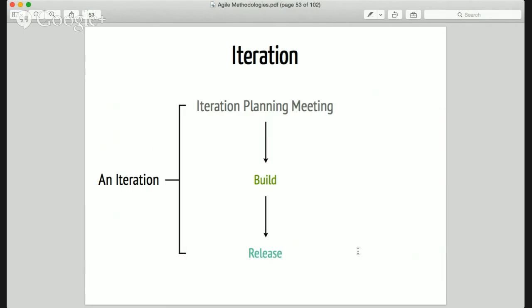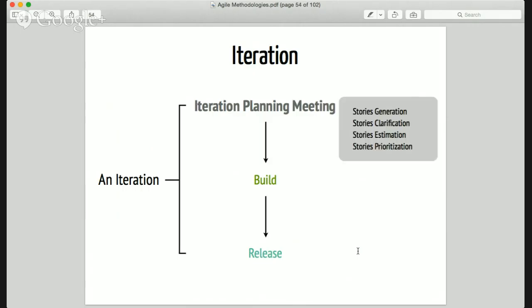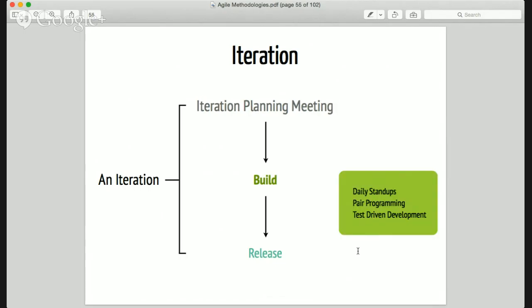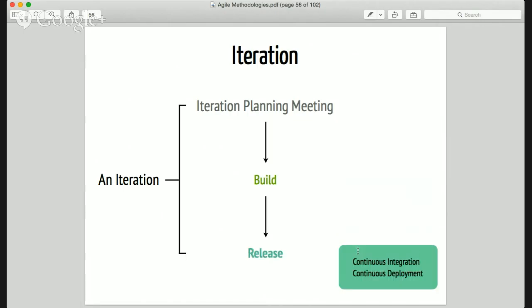So one iteration is very simple. It just has these three things in it. You have to plan it out, you have to build it, and you have to release it. You have to give it to the customer to take a look. So that means story generation, clarification, estimation, prioritization, the building part, which is done by the engineers, and the release that is going to the customer.